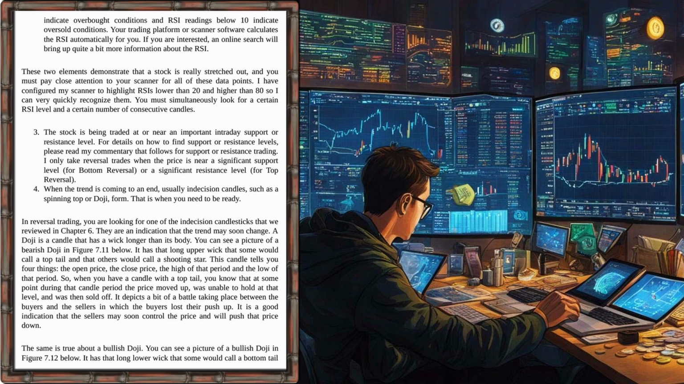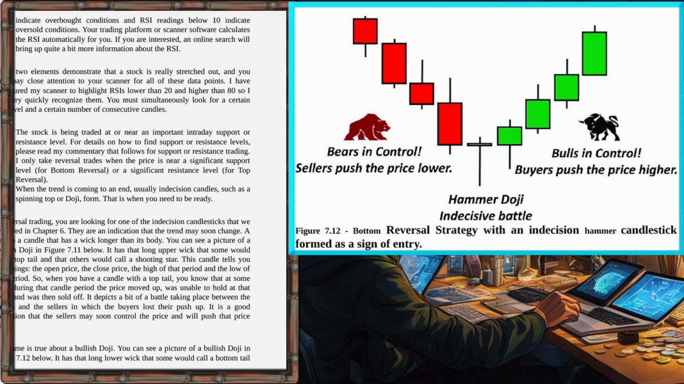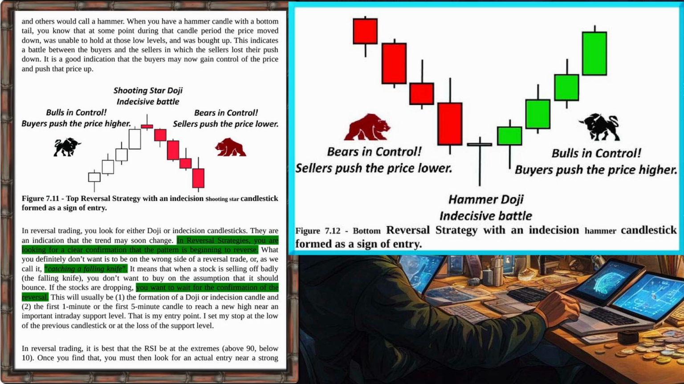You can see a picture of a bullish doji in Figure 7.12 below. It has that long lower wick that some would call a bottom tail, and others would call a hammer. When you have a hammer candle with a bottom tail, you know that at some point during that candle period, the price moved down, was unable to hold at those low levels, and was bought up. This indicates a battle between the buyers and the sellers, in which the sellers lost their push down. It is a good indication that the buyers may now gain control of the price and push that price up.